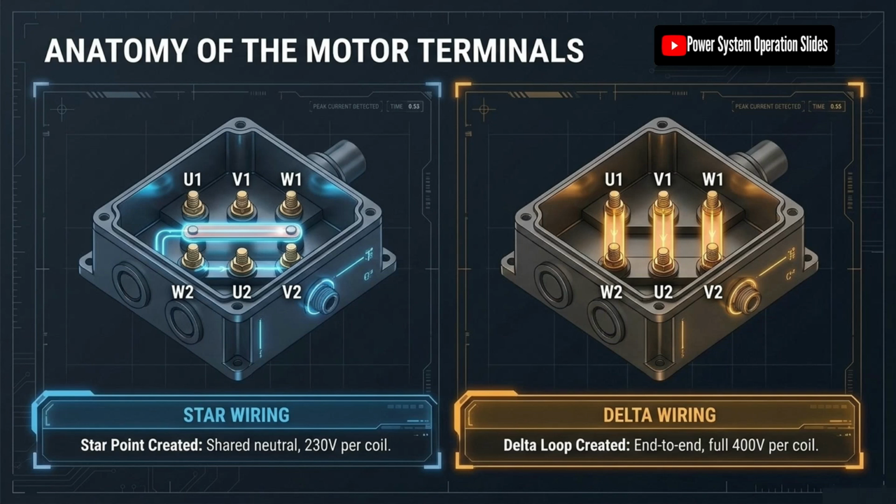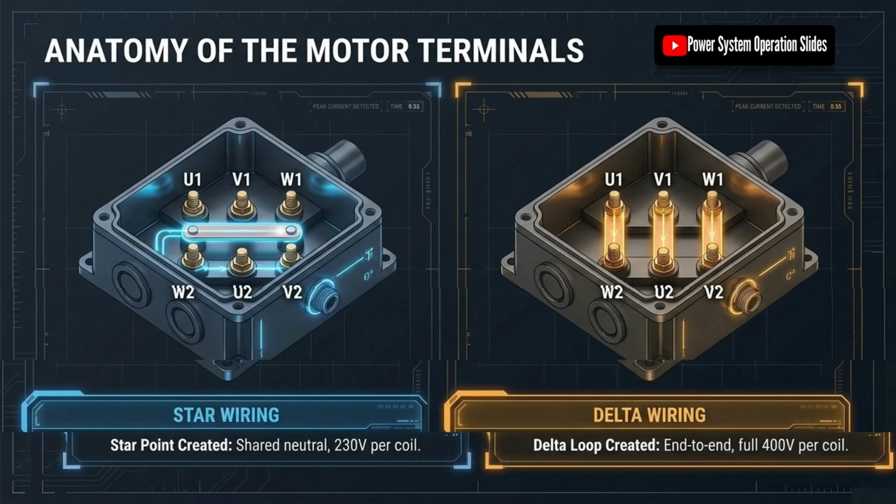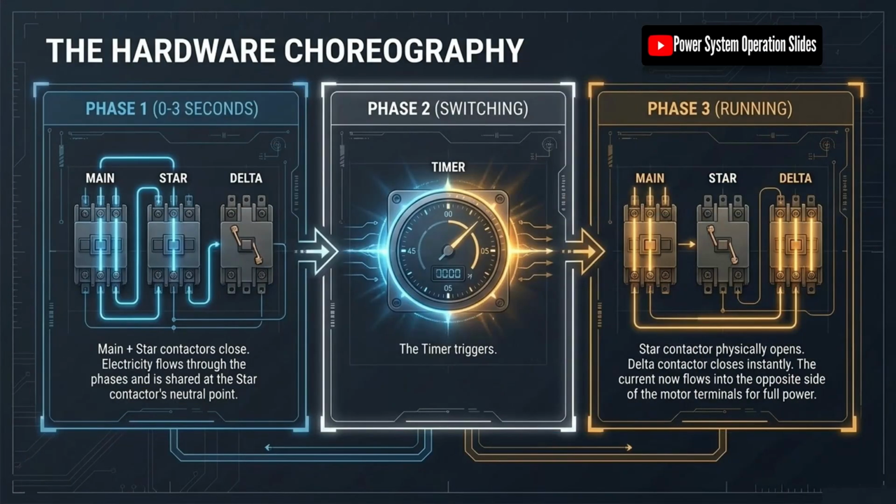A common transformer arrangement therefore uses a delta-connected high-voltage winding and a star-connected low-voltage winding. This arrangement allows the transformer to receive three-phase power through the delta winding while providing a grounded neutral and both line-to-line and line-to-neutral voltages on the secondary side.